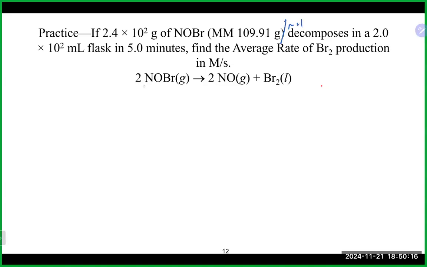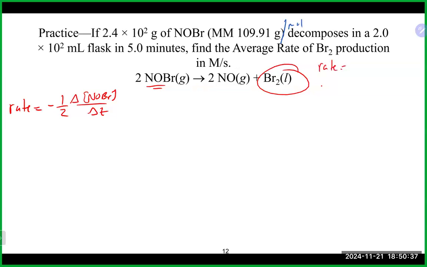So clearly we have some information about NOBr, so we could write our rate expression for it. And that's going to be negative because it's a reactant, 1 over the coefficient, which gives us 1/2, the change in the concentration of NOBr over time. We also are going to try to relate it here to Br2, which is the rate is equal to, here the coefficient is 1, so we don't need it.